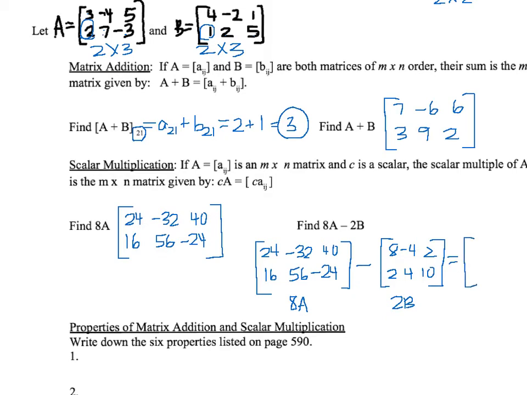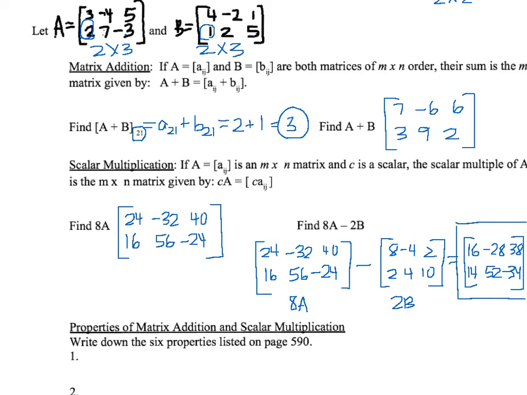If I'm subtracting them, it's the same thing as addition. You just do the corresponding elements. So 24 minus 8 is 16. Negative 32 minus a negative, so plus 4, is negative 28. 40 minus 2 is 38. 16 minus 2 is 14, 56 minus 4 is 52, and lastly, negative 24 minus 10 is negative 34. And so this is our end result, the difference of 8a minus 2b.